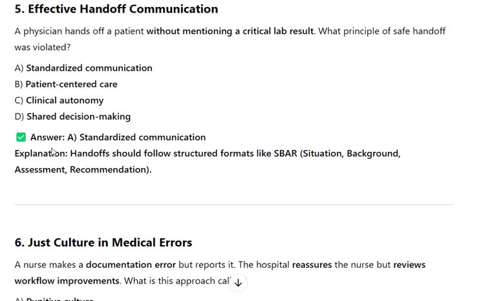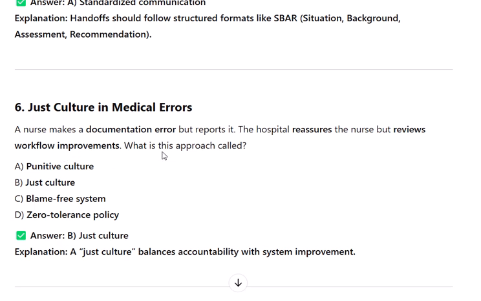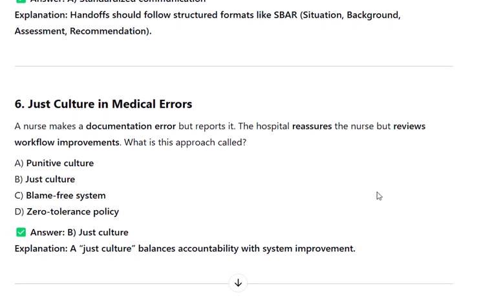6. Just culture and medical errors. A nurse makes a documentation error but reports it. The hospital reassures the nurse but reviews workflow improvements. What is this approach called? A. Punitive culture. B. Just culture. C. Blame-free system. D. Zero tolerance policy. Answer: Just culture. Explanation: a just culture balances accountability with system improvement.